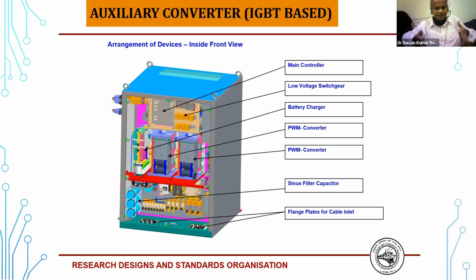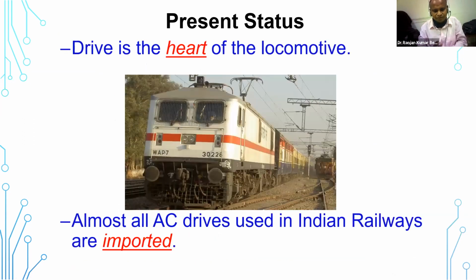If you go inside, you will see that there are a lot of components in the railway. Drives are the heart of the locomotive, and most of the AC drives used in Indian Railway are imported. The first AC locomotive drive was purchased from Australia, and that was running as a Shatabdi train between Lucknow and Delhi. The Lucknow Delhi Shatabdi is the first locomotive we purchased from Australia. The complete railway, including all the bogies, everything, was purchased from Australia. After that, the Indian government thought: why don't we develop the AC drives for Indian Railway?